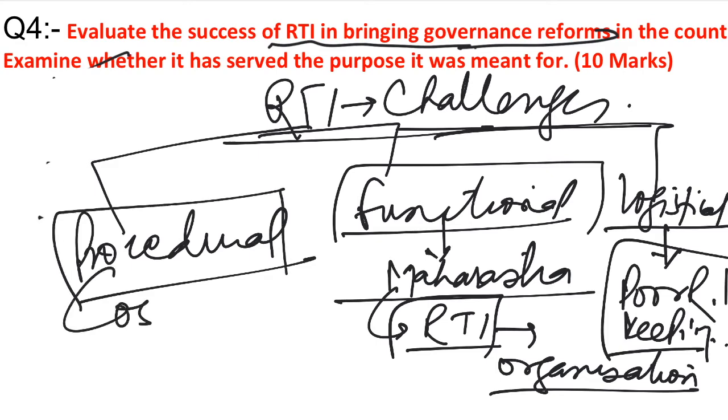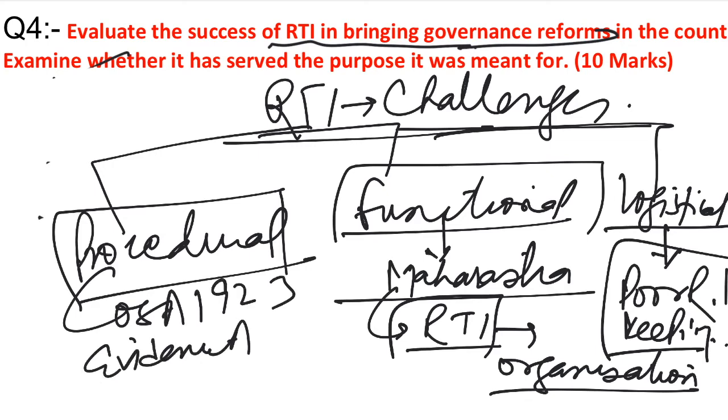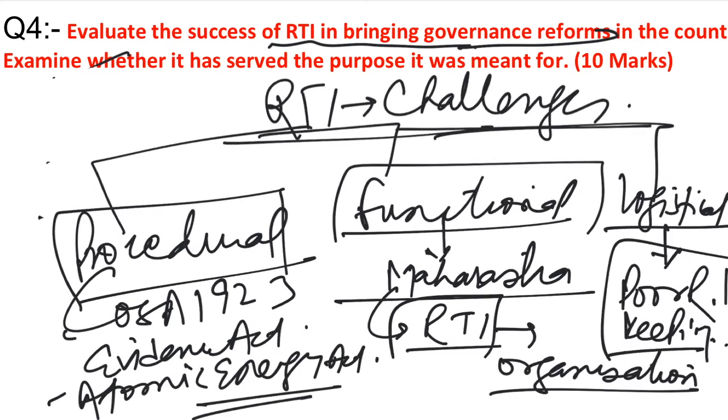Procedural. Here you can talk about the Official Secrets Act 1923, the Evidence Act, the Atomic Energy Act. Basically all these acts restrict the dissemination of information. Based on that, it is a state secret, a highly confidential and classified matter that cannot be disseminated to the people. And then you can give certain suggestions, which you are also required to give in such a question.